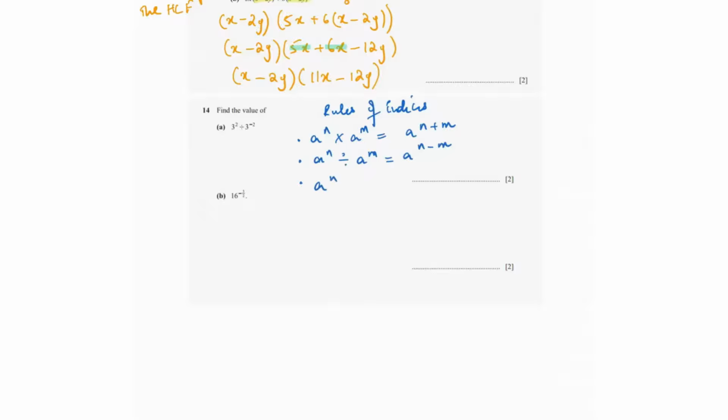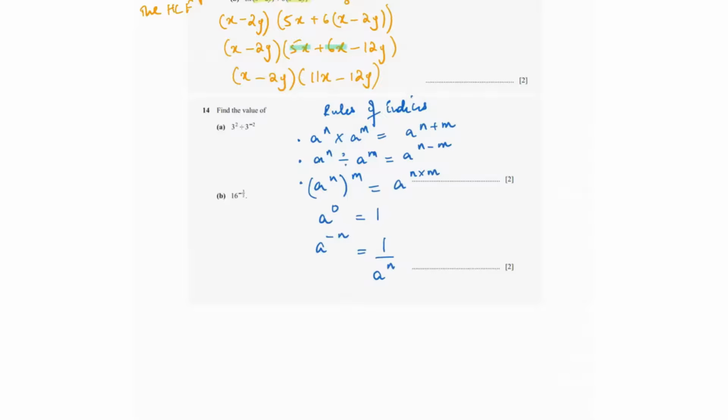If there's a power inside the bracket and outside the bracket, you multiply the powers. Anything to the power of 0 is 1, whether a numerical value or a variable, fraction, anything. If it's raised to the power of 0, it will equal 1. Then a to the power of any negative number, whether it's a whole number or a fraction, can be rewritten as a positive power by taking the reciprocal of the base, not the power, the base.